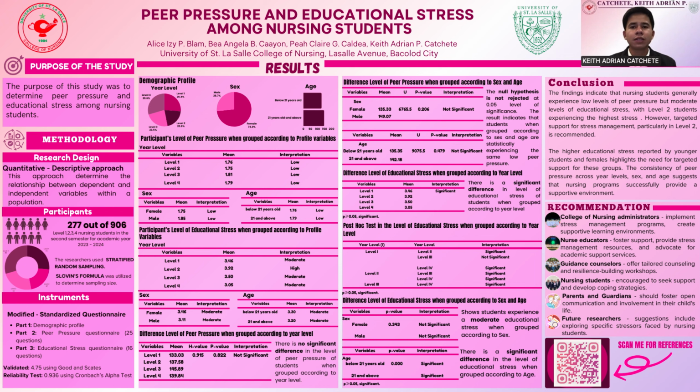In statistics, a p-value greater than 0.05 means that the observed difference is likely due to chance. The null hypothesis is not rejected at 0.05 level of significance. In simpler terms, students from level 1 to level 4 seem to face comparable pressure from their peers, regardless of their specific year in school, according to the study conducted by Pacheco Castillo et al.